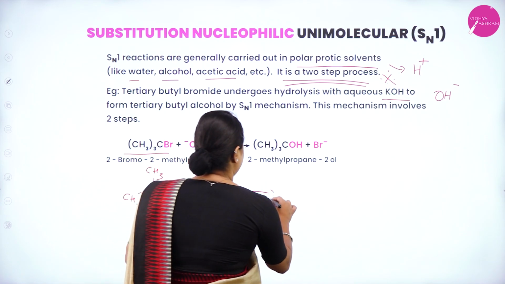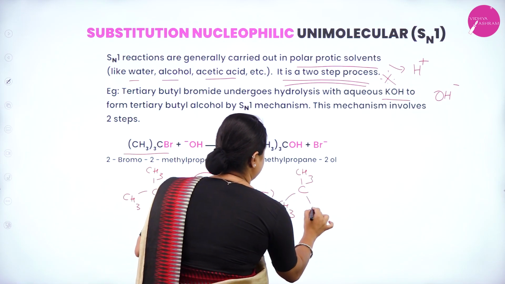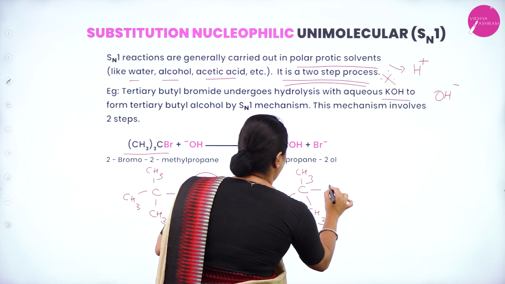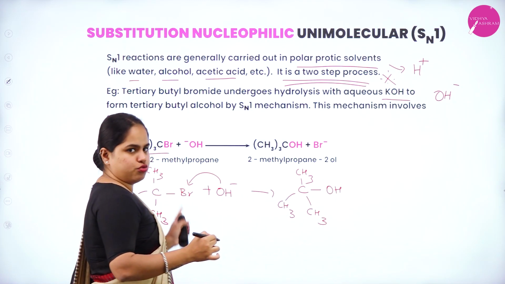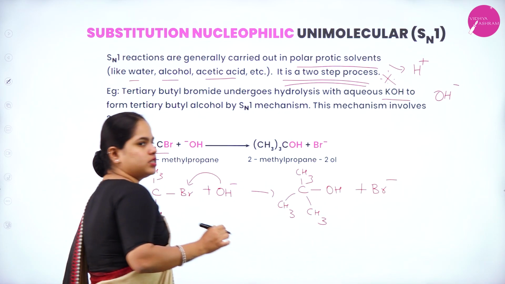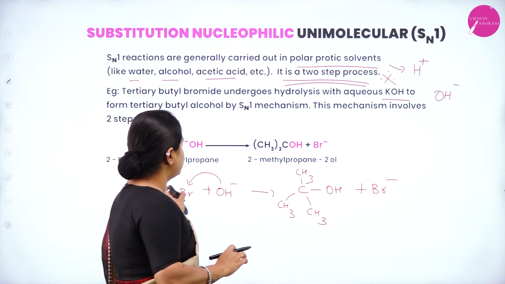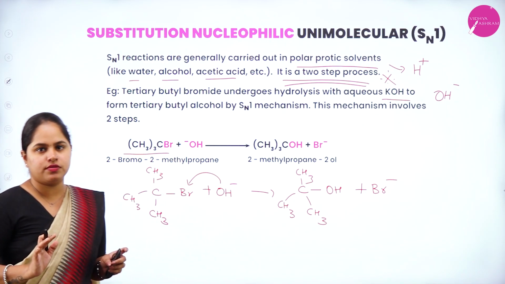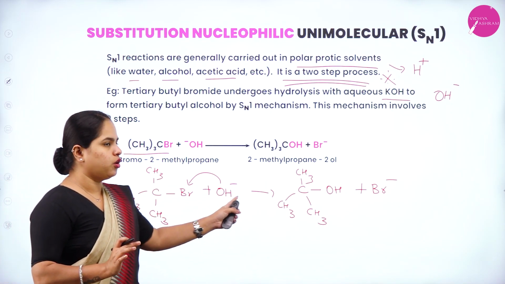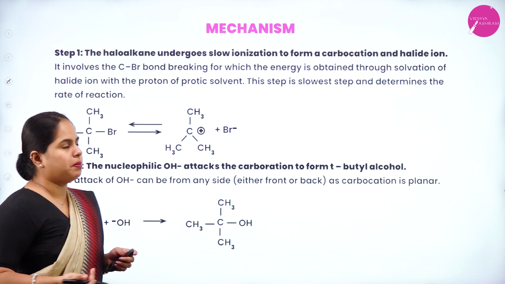So what are you going to get? CH3, CH3, CH3 and OH will be attached here, substituted, and Br minus will be replaced. So this is how you are going to get 2-methyl propane-2-ol. So this is the reaction which takes place. Instead of Br, you are going to get OH there. Now we are going to study in detail about the mechanism of it.